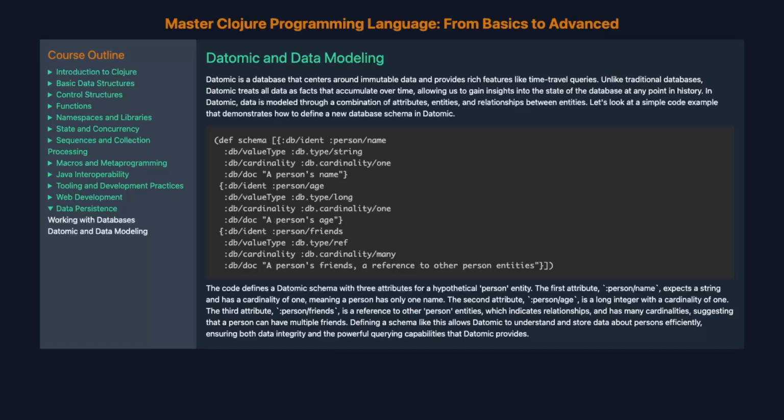The code defines a Datomic schema with 3 attributes for a hypothetical person entity. The first attribute, person's name, expects a string and has a cardinality of 1, meaning a person has only one name. The second attribute, person's age, is a long integer with a cardinality of 1. The third attribute, person's friends, is a reference to other person entities, which indicates relationships and has cardinality many, suggesting that a person can have multiple friends.